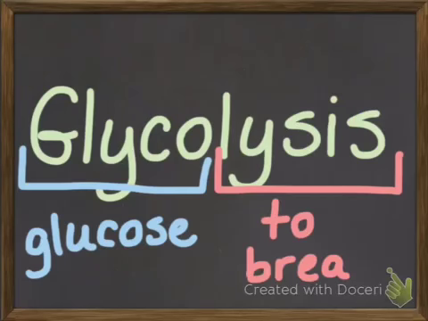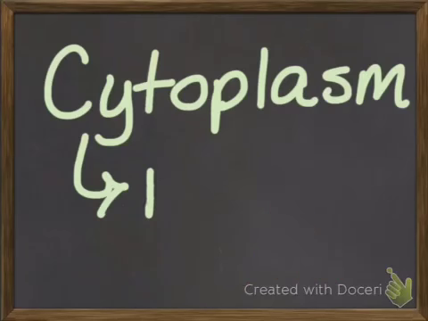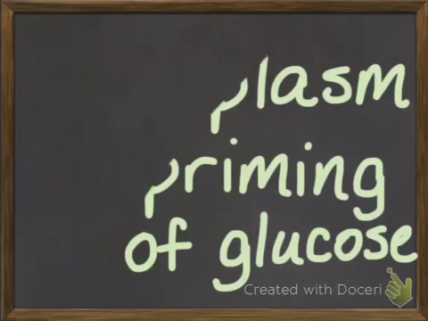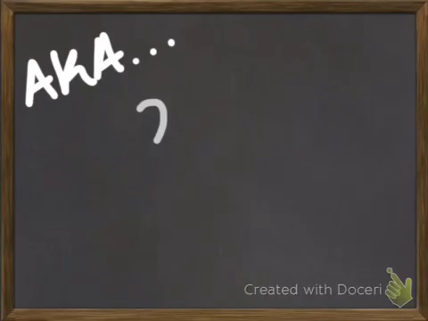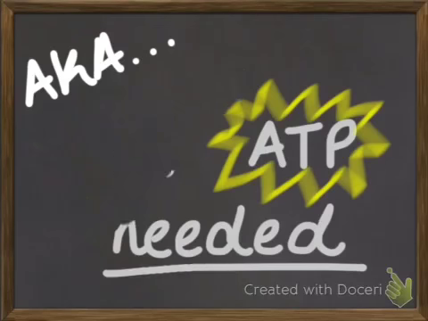Glycolysis literally means the breaking or splitting of sugar. It occurs in the cytoplasm where glucose is primed. In other words, 2 ATP are needed or invested in order to produce 4 ATP.